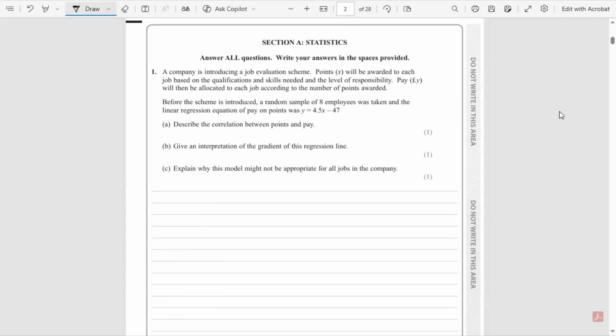Hi everyone. So in this video, we're going to work through a Year 12 stats question from the AS 2018 paper. And this question is on linear regression.